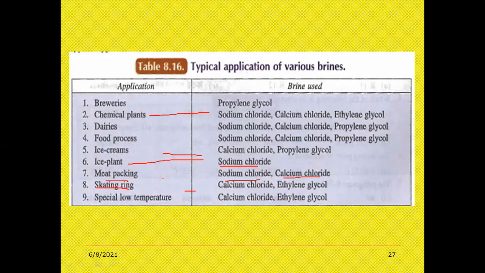These are the important brines which are used with organic or inorganic refrigerants. Whenever you are using inorganic refrigerants indoors, we have to maintain proper ventilation to avoid any damage. So these are the various types of brines we are using in factories.